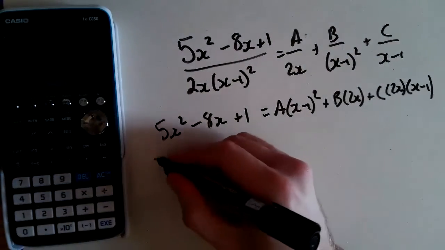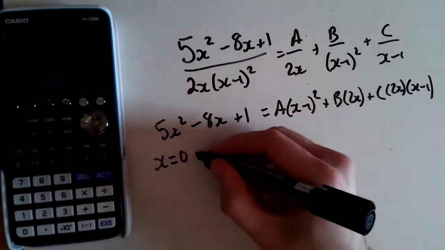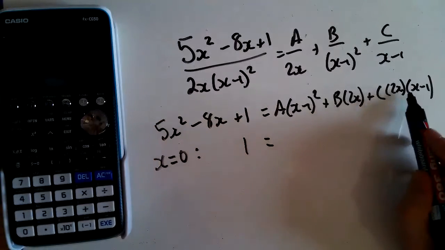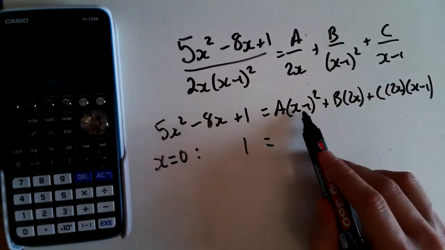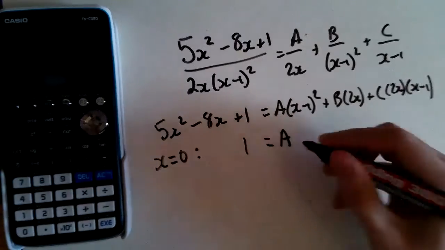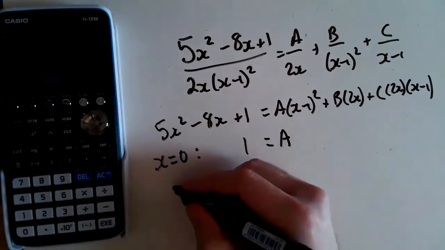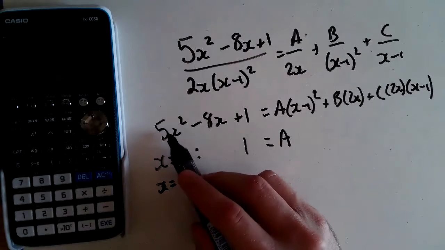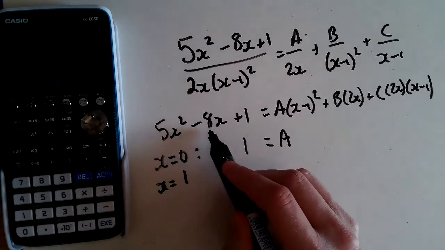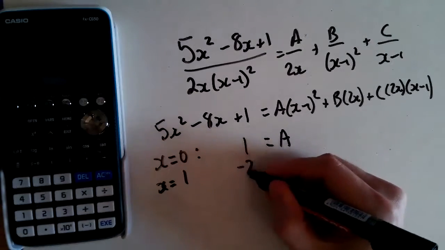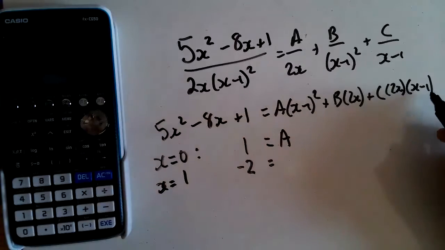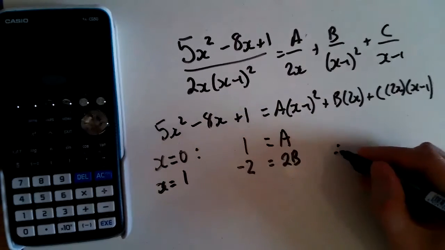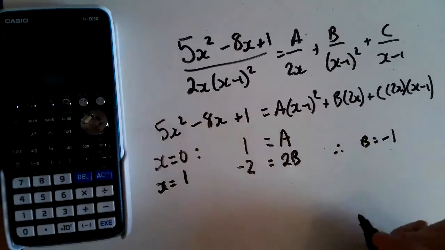I'm going to sub in my magic numbers. So for the 2x, x would be 0. So I get 1 equals, these will disappear, so I just get this one, minus 1 squared is 1. So a is just 1, nice and quick. My next magic number is going to be x is 1. So into here, 5 take away 8 minus 3, add 1 is minus 2. That disappears, so I get 2b. So therefore, b is minus 1.